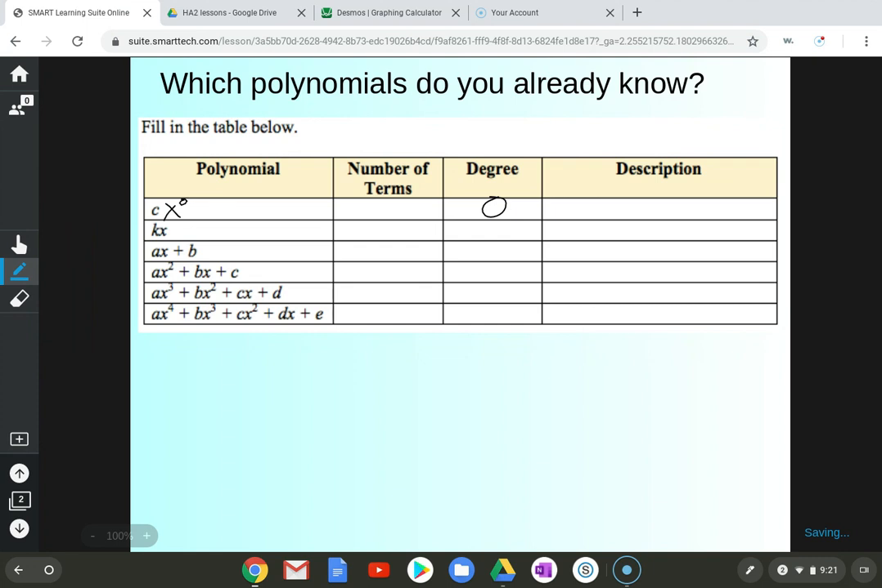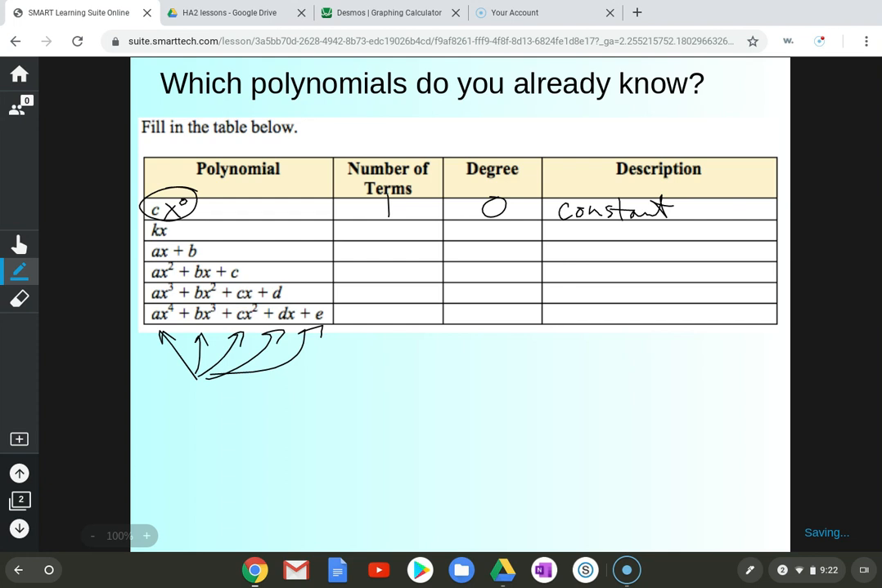How many terms? Terms are separated by plus or minus signs. So each of these things I'm pointing to would be a term. This has only one term. There's no pluses or minuses in this expression, so it has one term. The degree is 0, and we would call this kind of function a constant function.